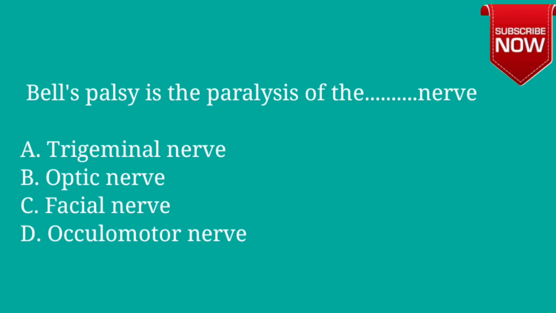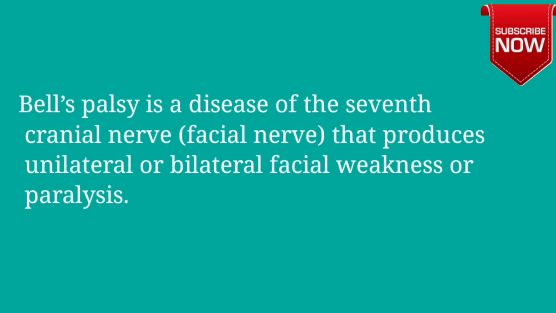Bell's palsy is the paralysis of dash nerve. Option A, trigeminal, option B, optic nerve, option C, facial nerve, option D, oculomotor nerve. The answer is option C, facial nerve. Bell's palsy is the disease of the seventh cranial nerve that produces unilateral or bilateral facial weakness or paralysis.